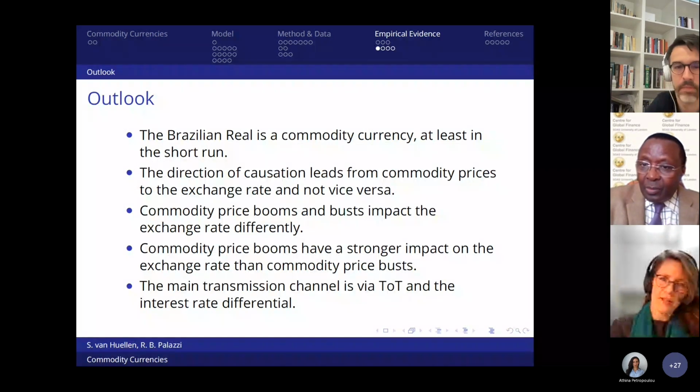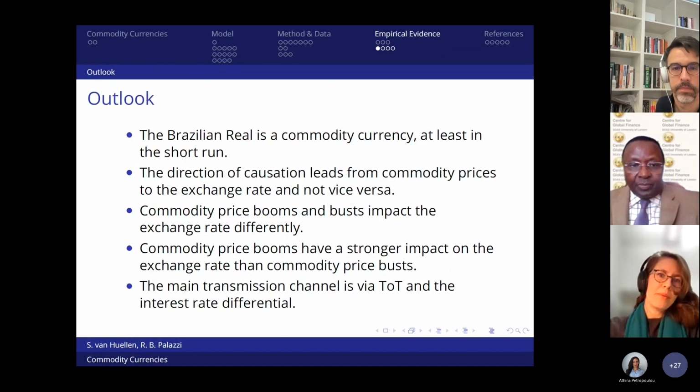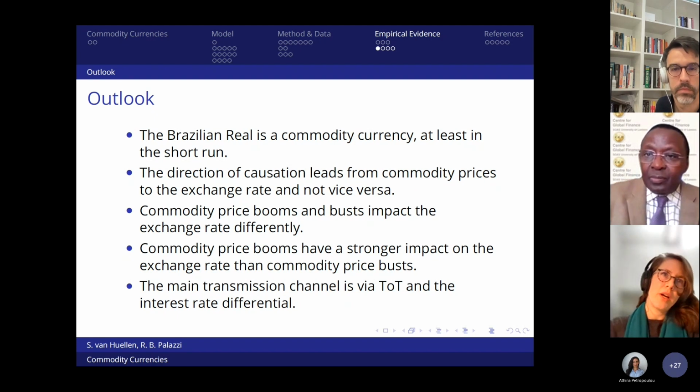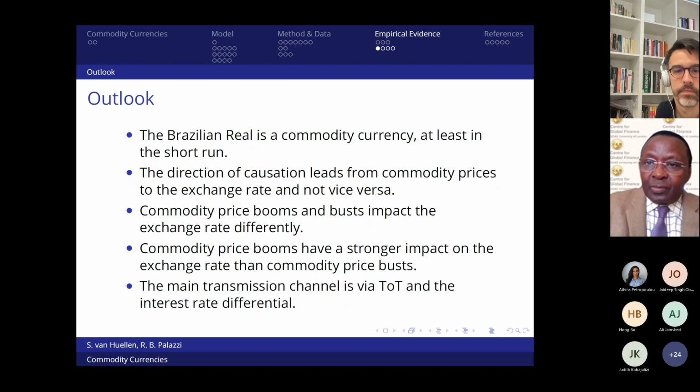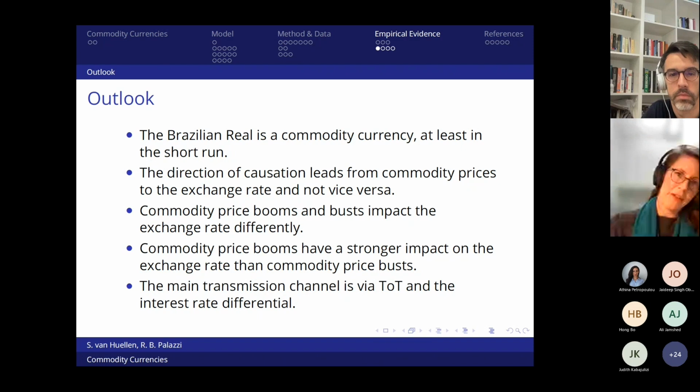I think that's our summary slide. So we established that the Brazilian real is a commodity currency, at least in the short run. Some subsampling analysis should be done. So it seems that during times of heavy intervention, there might be different regimes in place, and the heavier the intervention by the central bank, the less the exchange rate is sensitive to commodity price shocks, it seems.